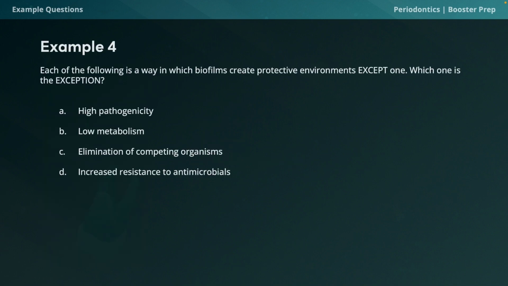Moving on to our last question, each of the following is a way in which biofilms create protective environments except one. Which one is the exception? Please pause the video, read through the answer choices, and when you're ready, hit resume.